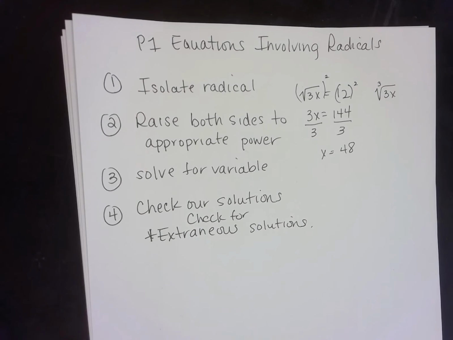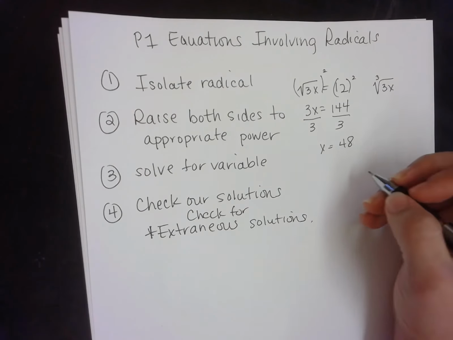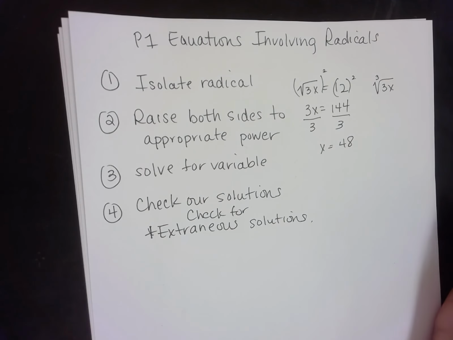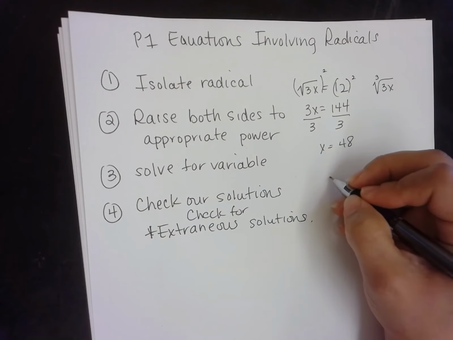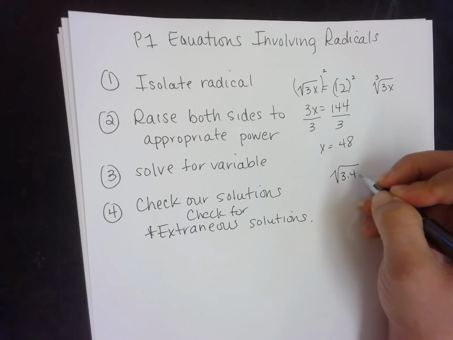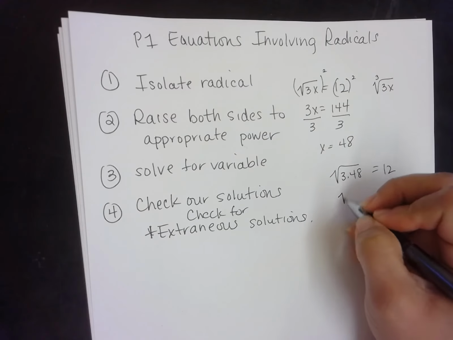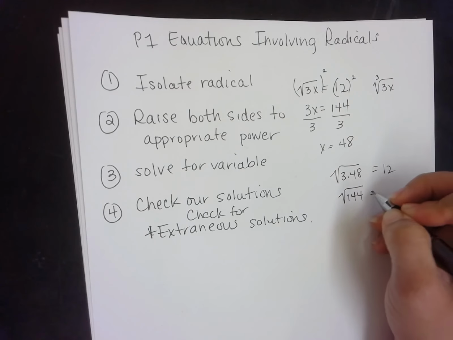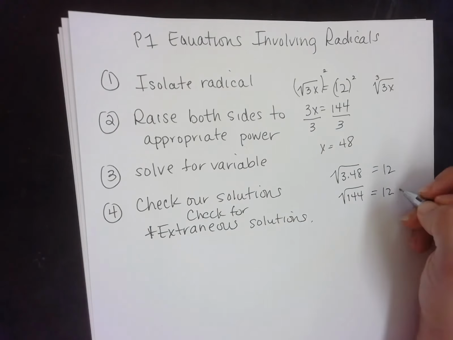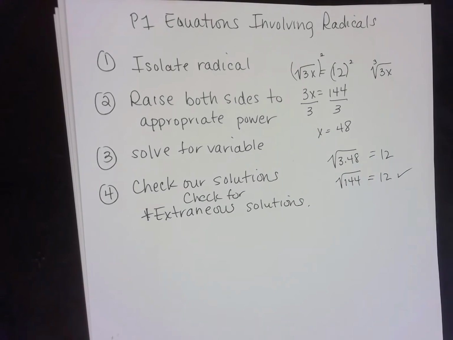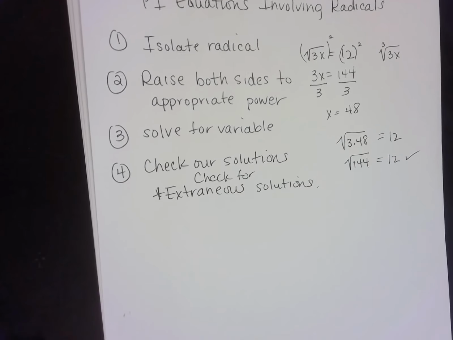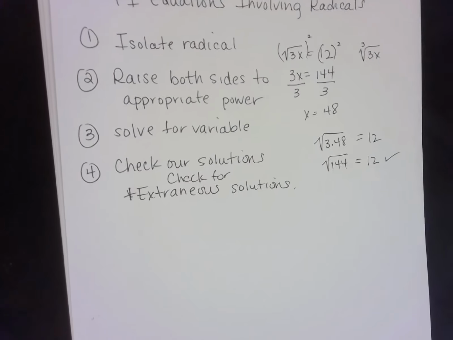Now in our particular case, our initial maiden voyage into solving radicals, it does work. If I take the square root of 3 times 48, that's the x value, this does in fact equal 12, because this is the square root of 144, and that is in fact 12. So this does check out. So this one is good. So we can move on to a slightly more interesting example.